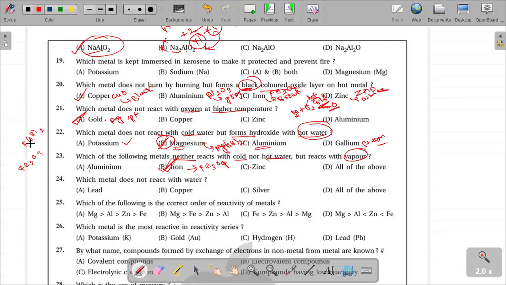But in the case of iron, it won't show the hydroxide. It will give the oxide form, that too Fe3O4. Here Fe2O3, here Fe3O4. But both are the same color, brown. Both are the same color, but this name is different and this name is different.